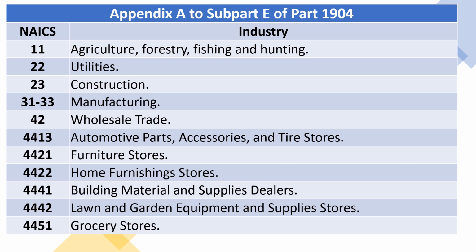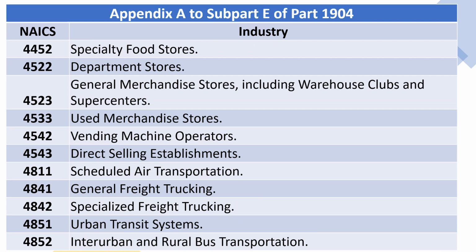4413. Automotive parts, accessories, and tire stores. 4421. Furniture stores. 4422. Home furnishing stores. 4441. Building material and supplies dealers. 4442. Lawn and garden equipment and supply stores. 4451. Grocery stores. 4452. Specialty food stores. 4522. Department stores. 4523. General merchandise stores, including warehouse clubs and supercenters. 4533. Used merchandise stores. 4542. Vending machine operators.